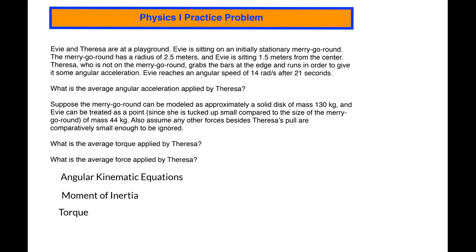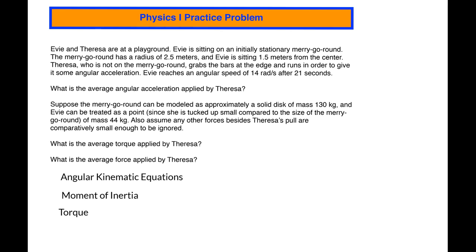Evie and Teresa are at a playground. Evie is sitting on an initially stationary merry-go-round. The merry-go-round has a radius of 2.5 meters, and Evie is sitting 1.5 meters from the center. Teresa, who is not on the merry-go-round, grabs the bars at the edge and runs in order to give it some angular acceleration. Evie reaches an angular speed of 14 radians per second after 21 seconds.